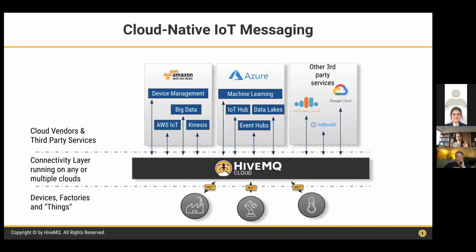So the main idea behind it was that HiveMQ Cloud brings us to the next level here, and the next level is cloud native IoT messaging. So it's really a connectivity layer between the things that are out there in the internet and other cloud vendors, third-party services, your backend infrastructure and services. So that is basically HiveMQ Cloud, the connectivity layer here that integrates easily with any other service.